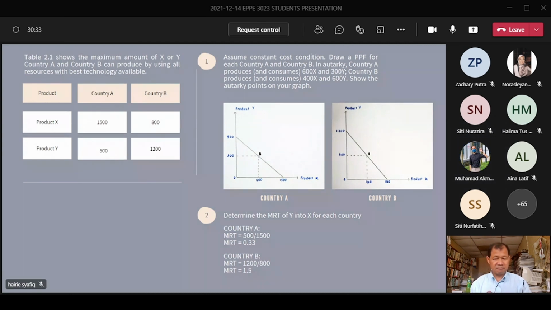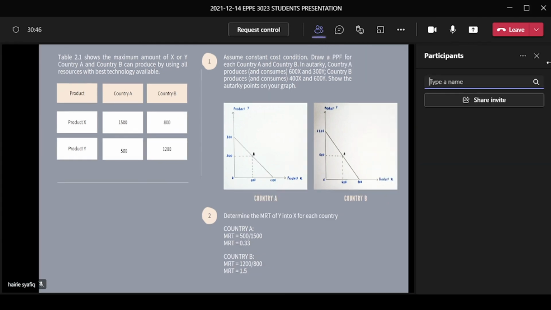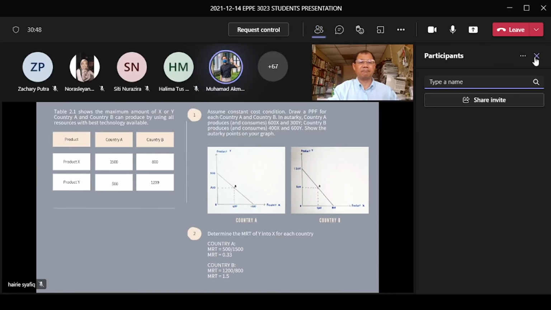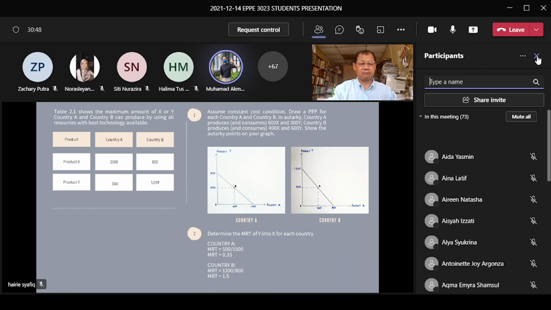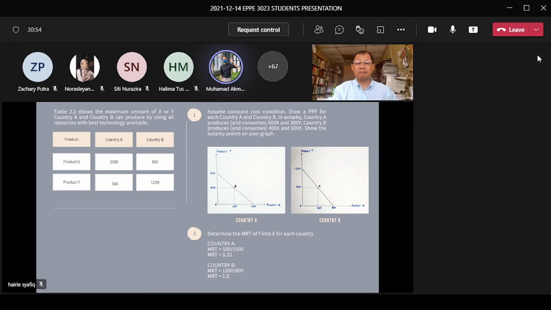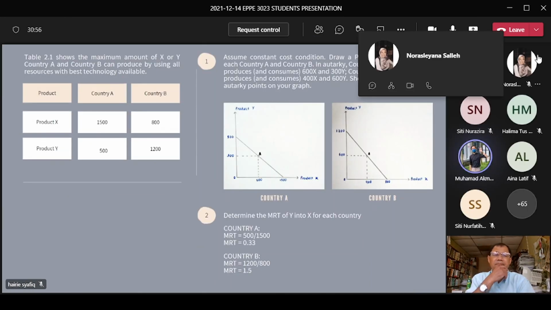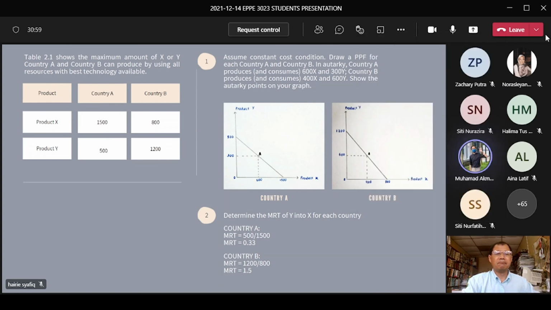Then the question continues with the second part, which is the alternative: country A produces and consumes 600 X and 300 Y. Country B produces and consumes 400 X and 600 Y. Show the alternative points on your graph. You just put the amounts they give, for example for country A, 600 X and 300 Y, on the graph, and you get the intersection at point A. So point A on both graphs for countries A and B is the alternative point.